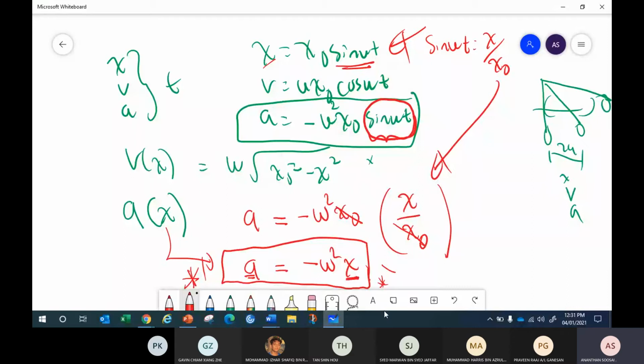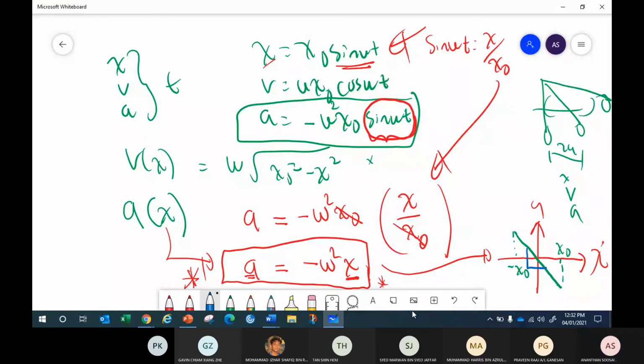So how does this graph look if you plot a versus x? Use y equals mx plus c. Could it be a straight line? a doesn't have a power, x doesn't have a power, omega squared is like the gradient. So yes, it's a straight line. Because it's negative, it should be a negative straight line defining SHM. The extreme point here will be x naught, and the lowest will be negative x naught.